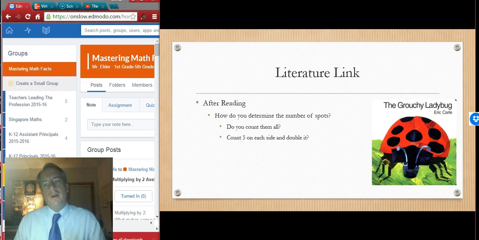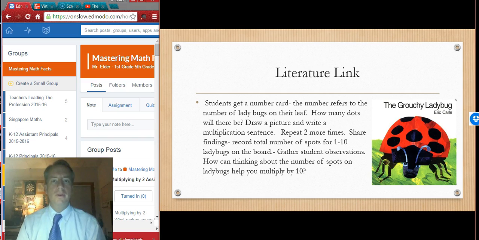1, 2, 3, 4, 5 over here, and 1, 2, 3, 4, 5 over there, or 6, 7, 8, 9, 10. Do we have some kids who recognize 5 and 5 and are doubling it? Hopefully they're using what they know about doubles and pairs. So how kids are coming to realize the 10ness here is certainly important.